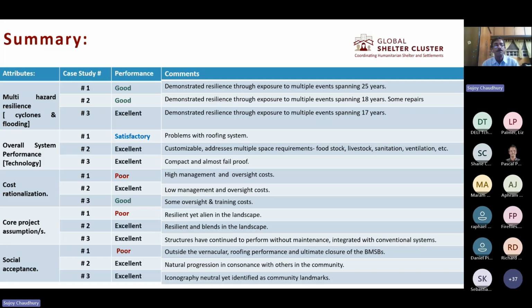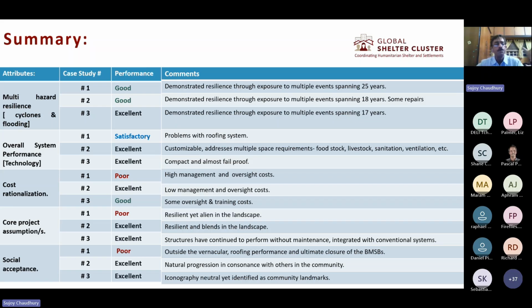So just to summarize the 3 case studies, it also reinforces what Richard and Seb were talking about. I took 4 things: the resilience part of it, system design, system performance, cost rationalization, and the core project assumptions. I mean, that's the donor's promise and the implementer's promise: this is going to happen in the future. How did it pan out? And importantly, I think, the social acceptance. I mean, how much of these constructions that we do are socially acceptable.